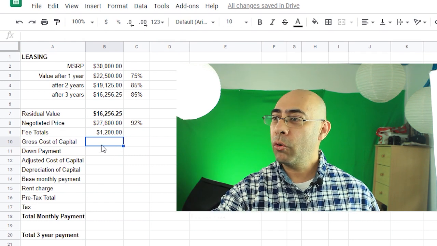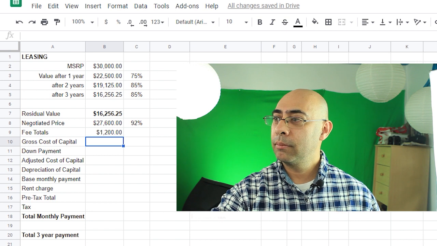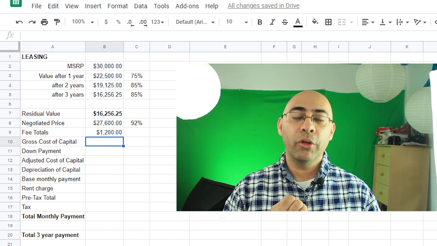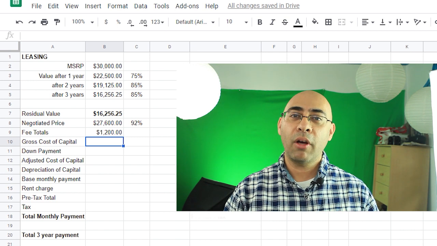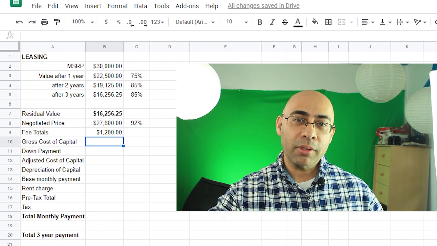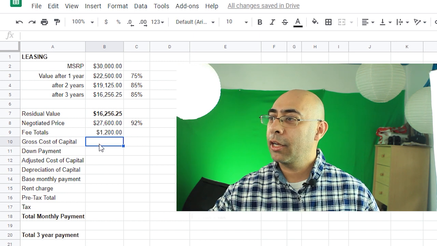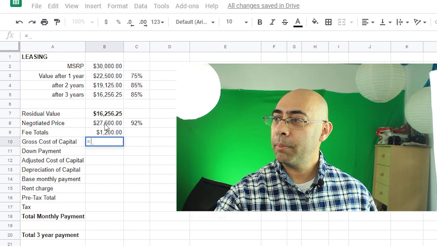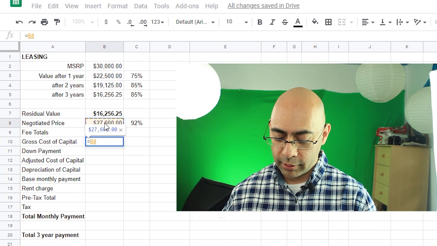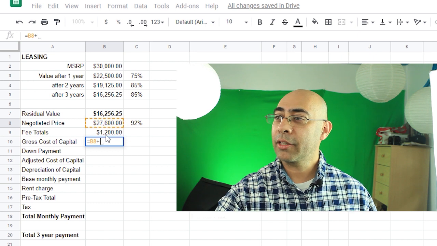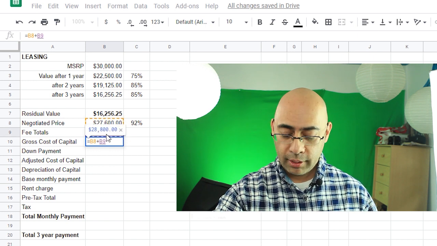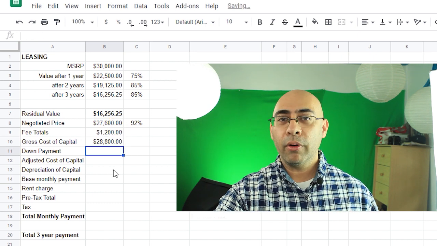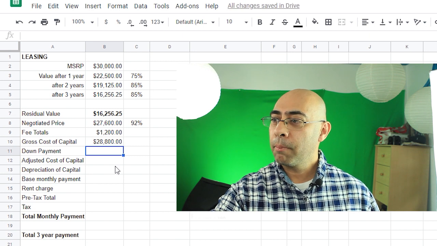Now the gross cost of capital, that's basically what you negotiated down to, plus all the fees, and the capital is the car. So we're just going to add negotiated price. So we'll type in equals, and the negotiated price is right up there. So you're paying $27,600 for that. Plus you're paying an extra $1,200 for all those fees. Hit enter. So right now, $28,800.